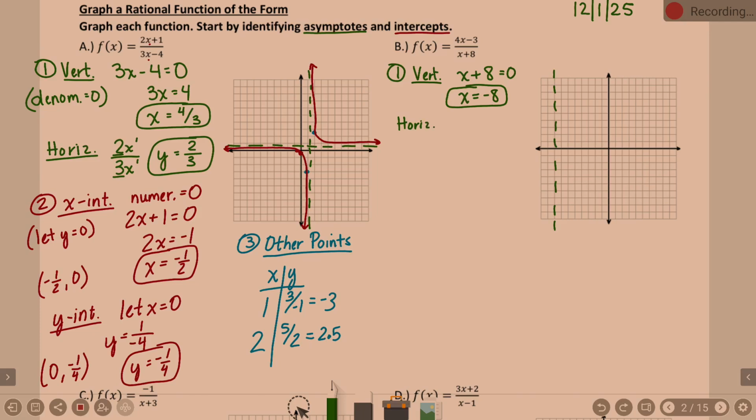What about horizontal asymptotes? What do we have going on there? Biggest power on top is x to the first. Biggest power on bottom is x to the first. When the powers match, what do we do? Use the leading coefficients. And what are my leading coefficients? 4 over 1, or in other words, y equals 4. Okay, this is a horizontal asymptote, like the horizon. So it's going to go through the y-axis at 4. So I'm going to count up 4.